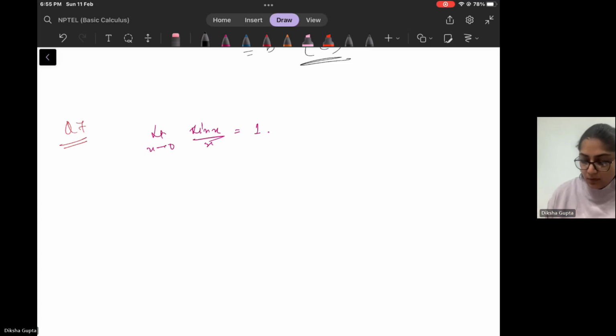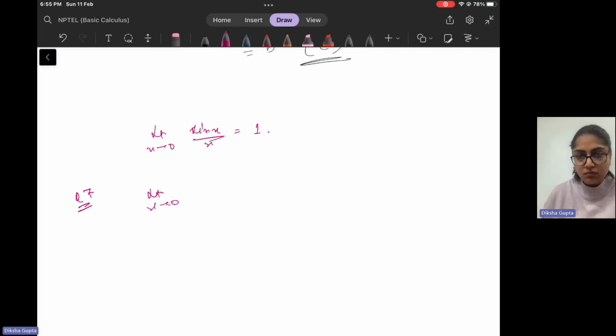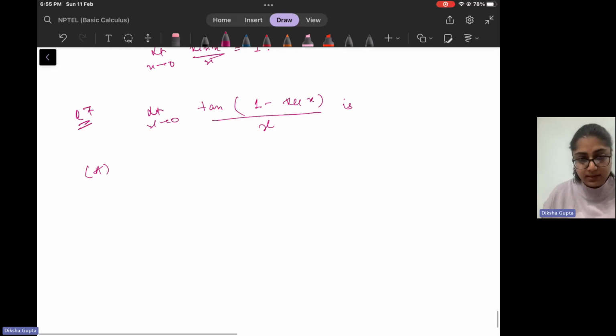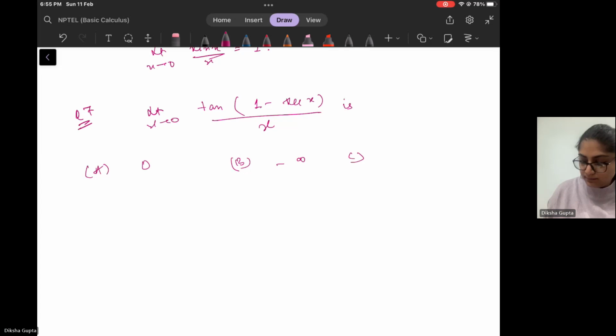So limit, you have to find tan of 1 minus secant x upon x. Just don't get intimidated by seeing such questions. You just have to play around with the trigonometric functions. All right.